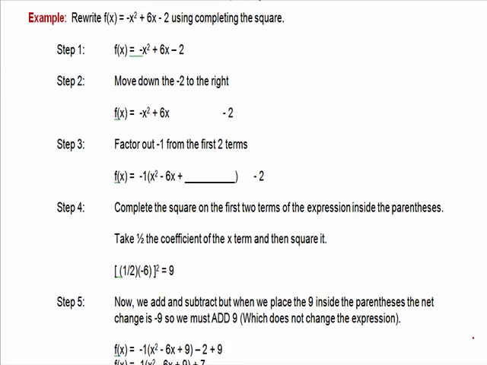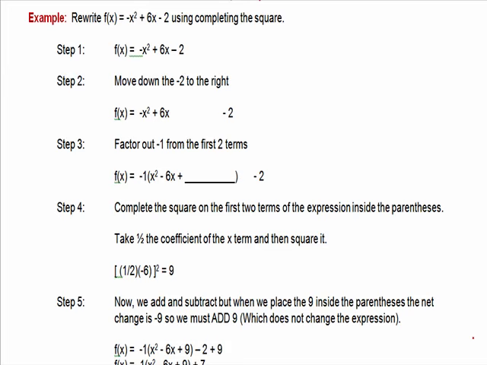Let's take a look at one more example. I'd like to rewrite f of x equals negative x squared plus 6x minus 2 in vertex form using completing the square. So step 1, we'll write down our function, negative x squared plus 6x minus 2, and I'm going to move the negative 2 out to the right just to move it out of my way for a few minutes. So you'll see that I did that in the next step.